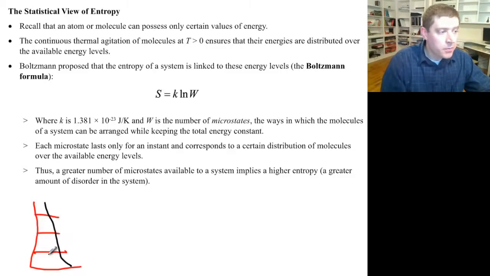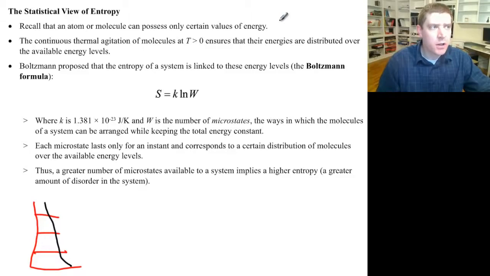That is a horrible curve. As we go up in energy, fewer and fewer molecules are in those states, and at lower energy, more molecules are in those states. If we increase the temperature, then more and more molecules are at the higher energy states. The continuous thermal agitation of molecules that aren't at absolute zero, so at T greater than 0, ensures that their energies are distributed over the available energy levels. So we have this Boltzmann distribution.